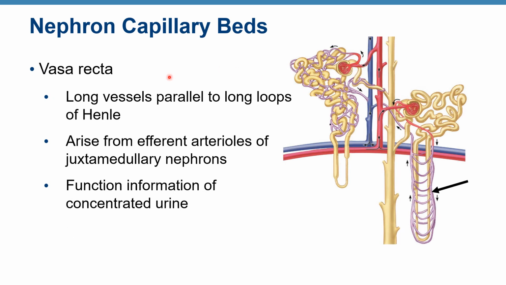And another type of blood vessel is called vasa recta. So vasa recta are long vessels parallel to long loops of Henle. They arise from efferent arterioles of juxtamedullary nephrons and function in the formation of concentrated urine. So it's right here. This is our juxtamedullary nephron because it has a long loop that goes deep into the medulla, and what covers this loop is the vasa recta.